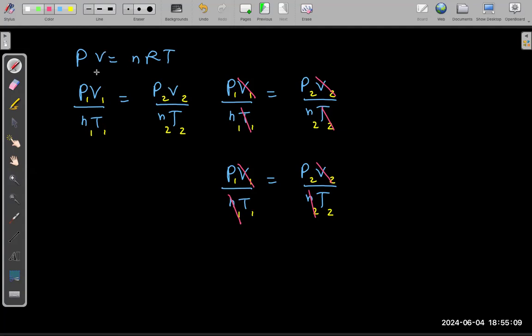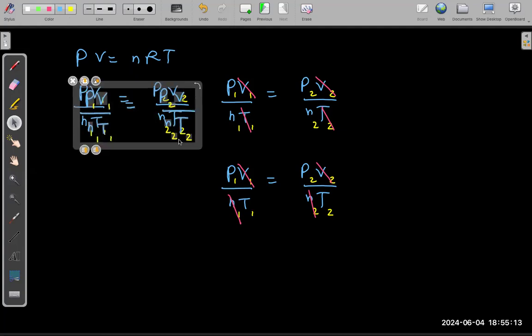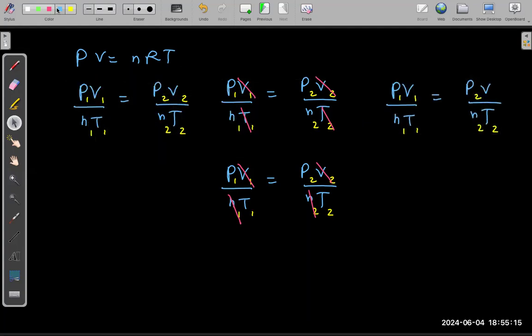What if you have pressure and volume only? In this case, I will keep the number of moles and the temperature fixed, so P1V1 is equal to P2V2. What if the number of moles, volume, temperature, and everything is changing? Then just write it as it is: P1V1 over n1T1 equals P2V2 over n2T2.